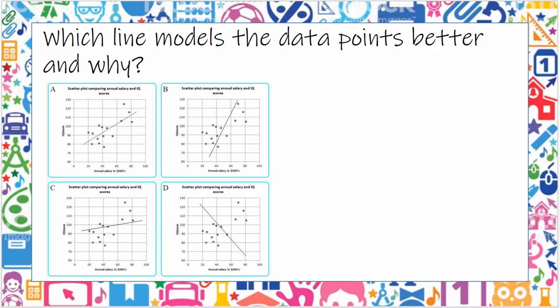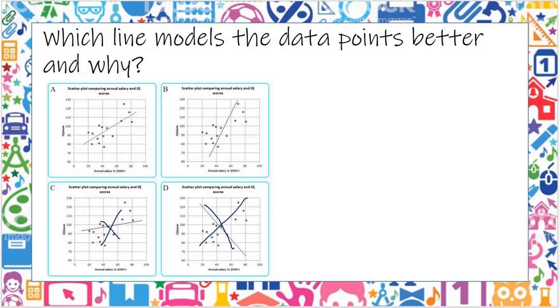So I see choice D down there. It's going the opposite way as the data. So D is not going to be our answer. C doesn't look like it goes through the center. It looks like it's kind of laying flatter. So our choice is between A and B.